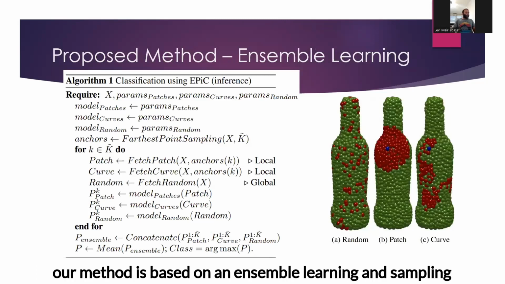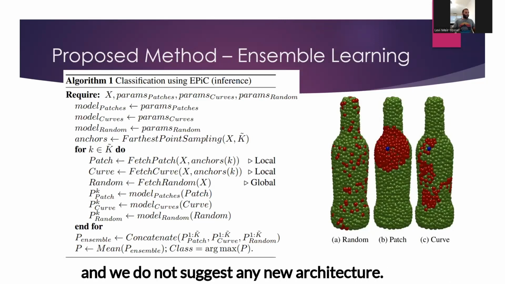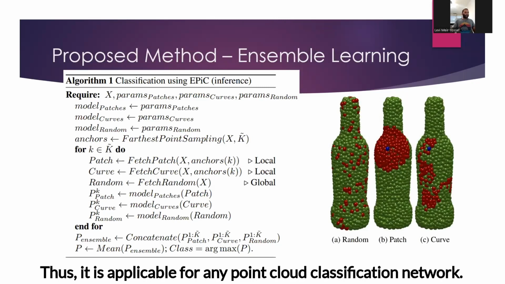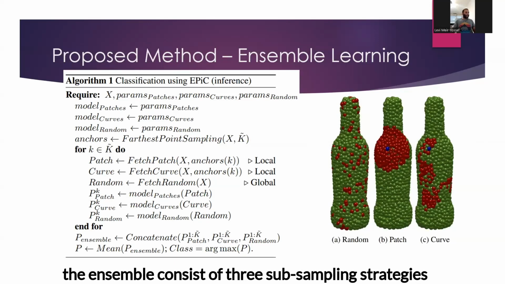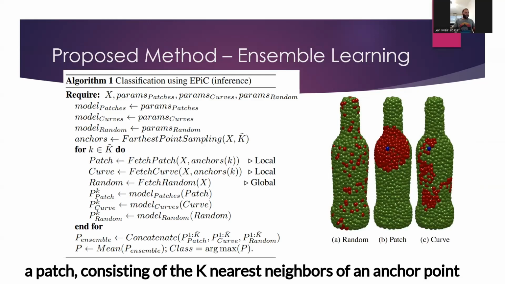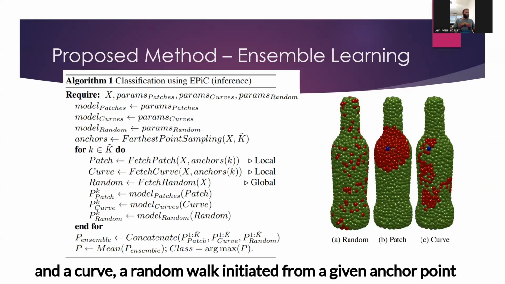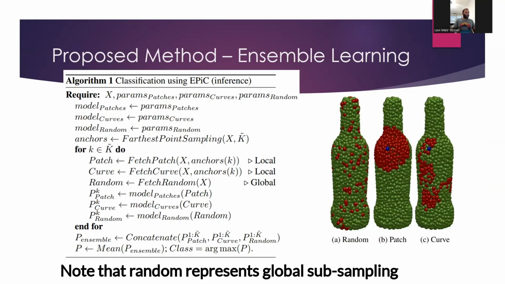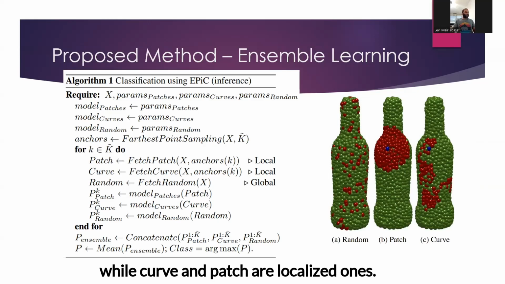Our method is based on ensemble learning and sampling, and we do not suggest any new architecture. Thus, it is applicable for any point cloud classification network. The ensemble consists of 3 subsampling strategies: random, involving the selection of k random points; a patch, consisting of the k nearest neighbors of an anchor point; and a curve, a random walk initiated from a given anchor point. Note that random represents global subsampling, while curve and patch are localized ones.